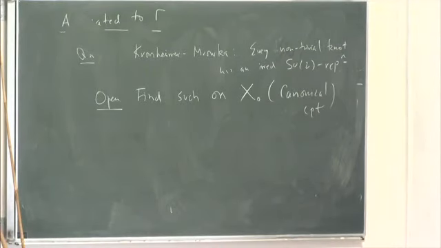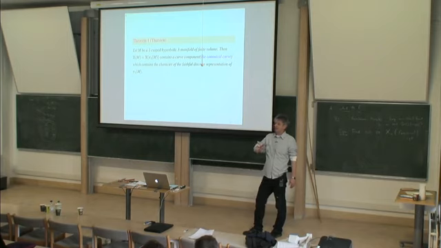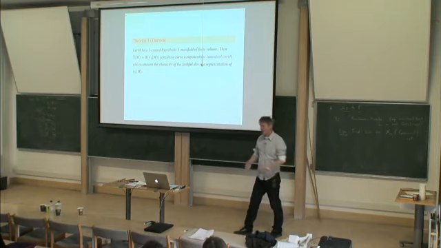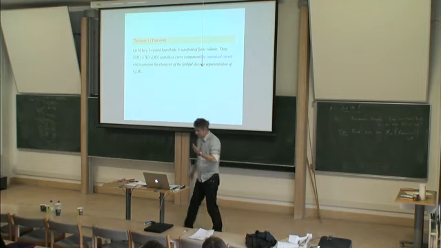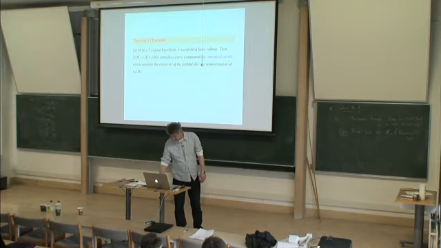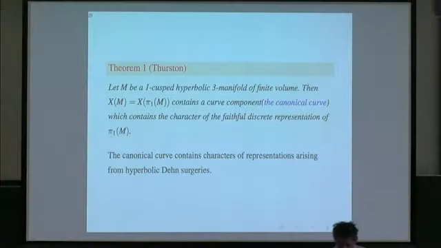Now, I wish I could say something meaningful about this, and we have some results that are stated in the paper, but they're not things that one would say in polite company, and I'm just not going to say them because they're just not very interesting in comparison to the stuff we do with the finite ramification. So as I said, the canonical curve contains the characters of representations coming from hyperbolic Dehn surgery.